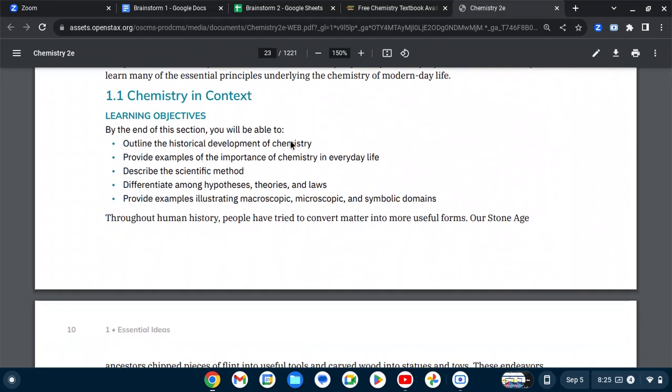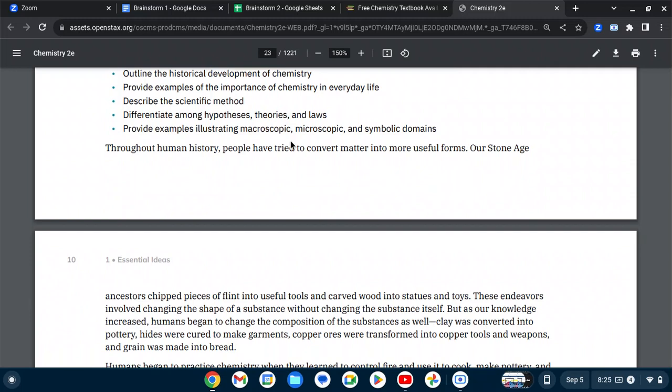1.1, Chemistry in Context. Learning objectives. By the end of this section, you will be able to outline the historical development of chemistry, provide examples of the importance of chemistry in everyday life, describe the scientific method, differentiate among hypotheses, theories, and laws, provide examples illustrating macroscopic, microscopic, and symbolic domains.